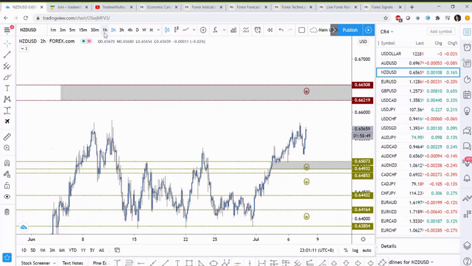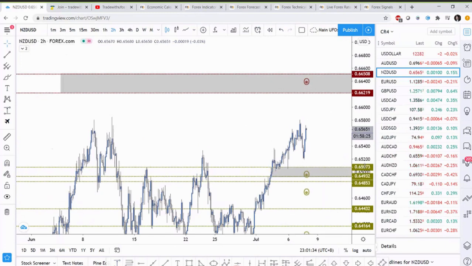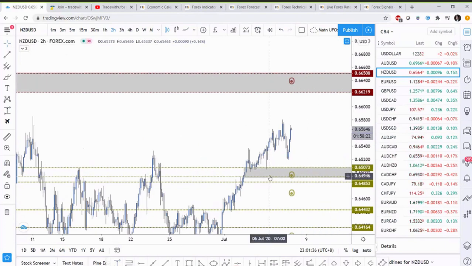Okay, so that's the purpose of the Auto UFOs: to identify those areas where we would be interested in selling, and also those areas where we would be interested in buying, because that's where we believe large market players are also interested in buying and selling.